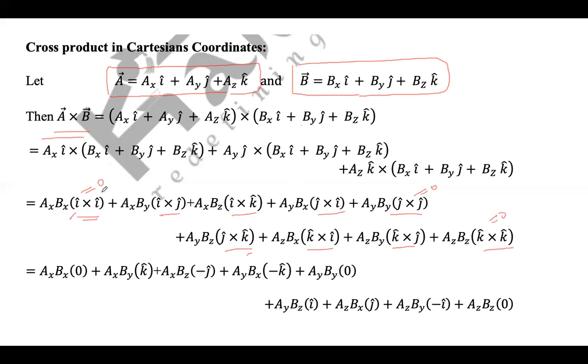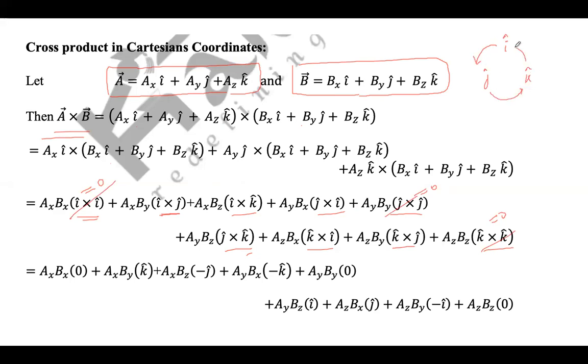तो इन तीनों टर्म को तो हम लोग सीधे कैंसिल कर देते हैं. अब हम लोग इस पे आते हैं, i cross j. इसको निकालने के लिए हमेशा हम लोग क्या करते हैं, एक साइक्लिक ऑर्डर में we write i, j और k. OK, so when you have written this, we know that i cross j will be equal to k.